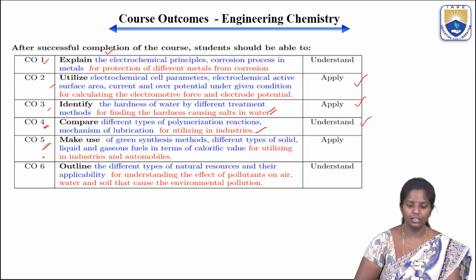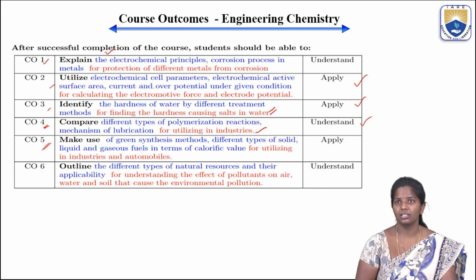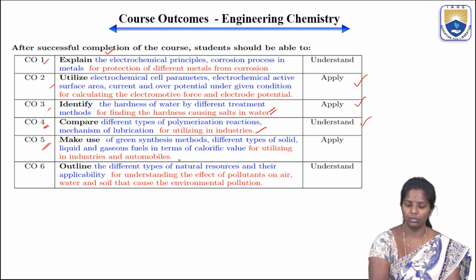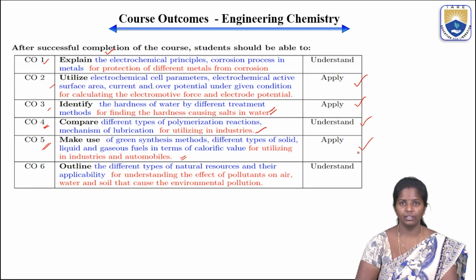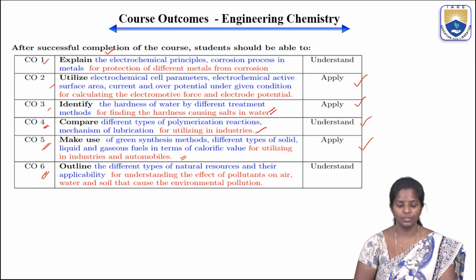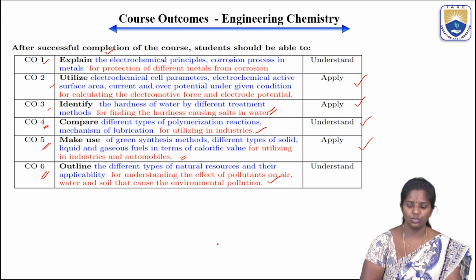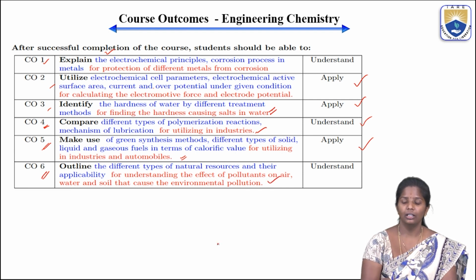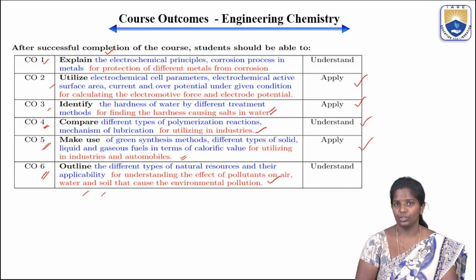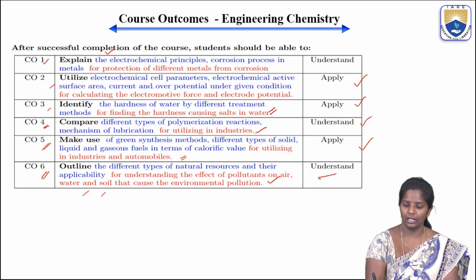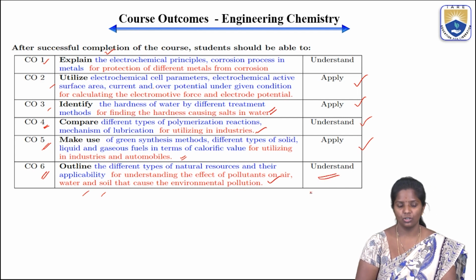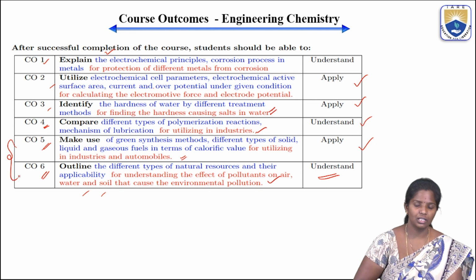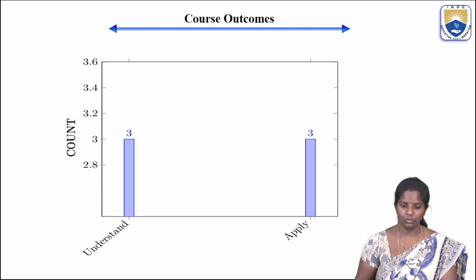And course outcome 5 gives an understanding of green synthesis methods and how they are utilized in industries and automobiles. We are using calorific values, like calculation of calorific values, so it comes under apply. Then course outcome 6 is the outline of different natural resources and their applicability in understanding air pollution, water pollution and the pollutants that cause environmental pollution. So this is an understanding level of Bloom's taxonomy. So let us see how course outcomes 5 and 6 are now mapped with the program outcomes.